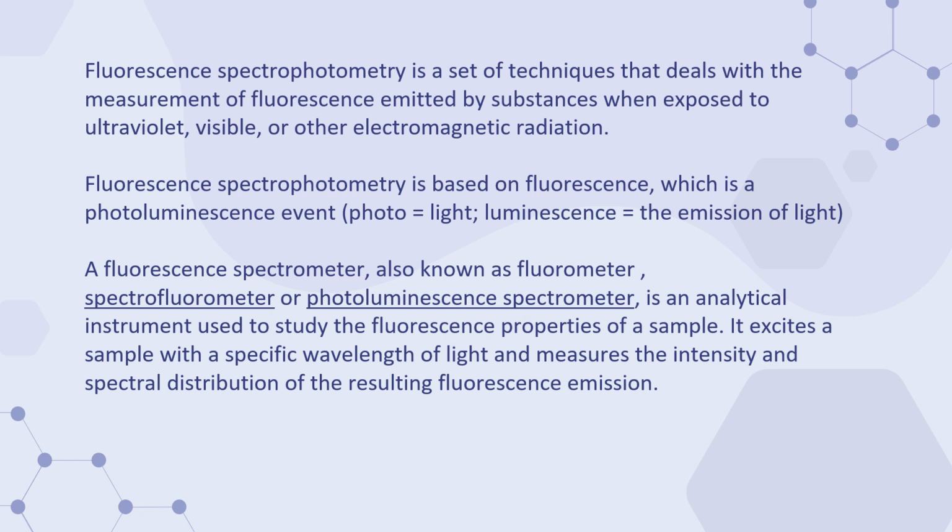Fluorescence spectrophotometry is a set of techniques that deal with measurement of fluorescence emitted by substances when exposed to ultraviolet, visible and other electromagnetic radiation. A fluorescence spectrophotometer is also known as fluorometer, spectrofluorometer and photoluminescence spectrometer. It is an analytical instrument used to study the fluorescence property of the sample. It excites the sample with a specific wavelength of light and measures the intensity and spectral distribution of the resulting fluorescence emission.